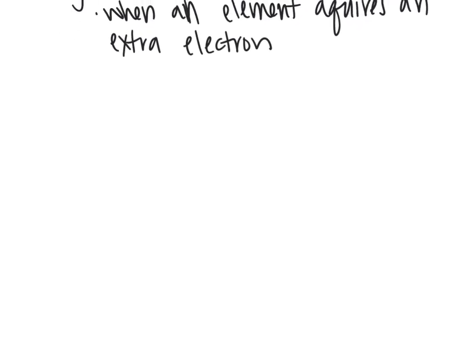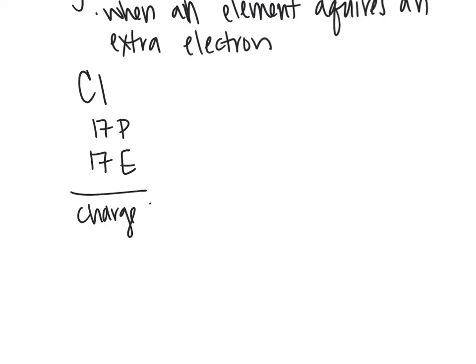So let's look at chlorine. Chlorine has 17 protons and 17 electrons, and its charge is 0. But if we think about chlorine minus, it has now gained a negative charge. It's going to keep the number of protons, and it's going to gain an electron.